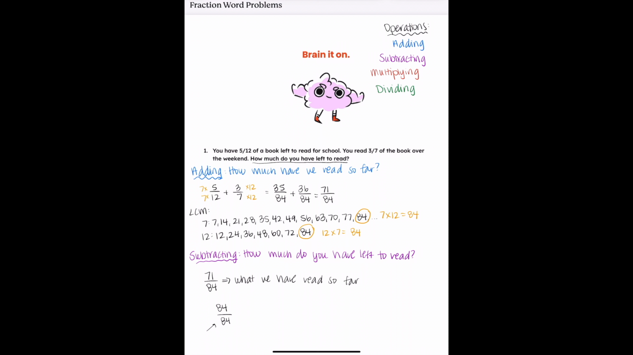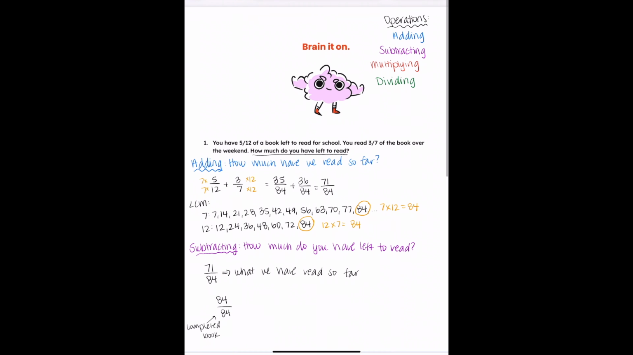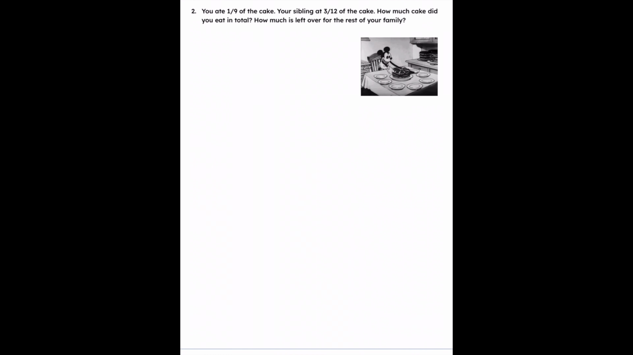Now how will I know what the whole book will be? Our denominator is 84, and when the numerator and denominator are the same, it will equal 1, right? So a completed book would equal 1, and in order to do that, we would put 84 over 84, because 84 over 84 equals 1. We'll subtract the 71 over 84, which is what we have read so far. And when we subtract those, we'll get what we have left to read, and our answer will be 13 over 84. All right, you guys, let's move on to number 2.